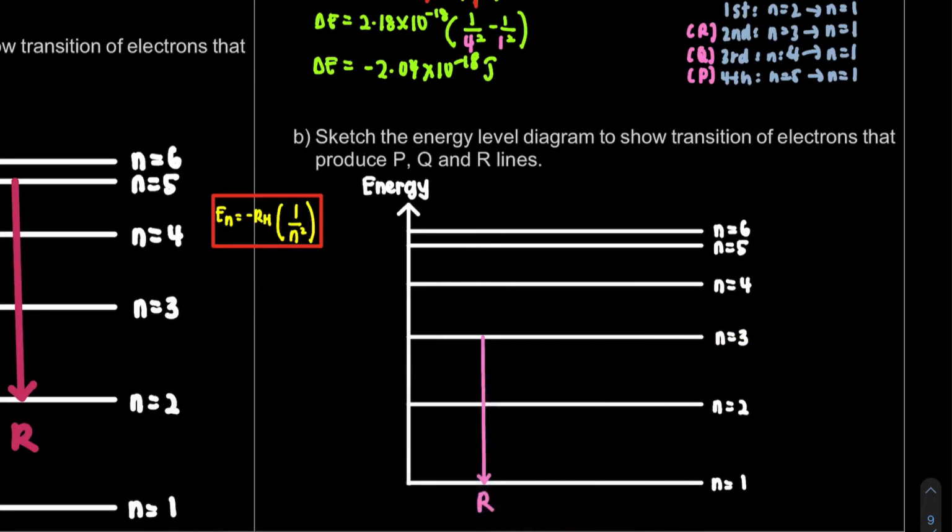Okay, next adalah my Q line. When n equal to 4, turun to n equal to 1. So, tulislah. Pada n equal to 4, jadi n equal to 1. Okay, so this is my Q. Last but not least is my P. P adalah bila n equal to 5 jadi n equal to 1. So, n equal to 5 turun jadi n equal to 1. Okay. So, this is it.